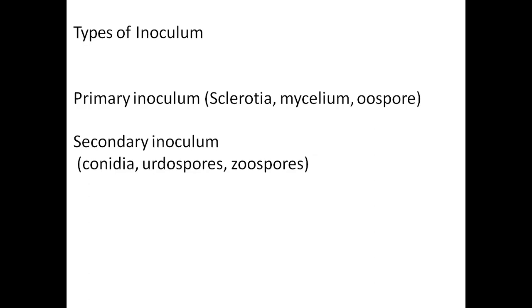Then coming to the secondary inoculum, where the conidia are produced in a large number and repeatedly, or maybe uredospores in case of the rust fungi, maybe zoospores in case of the fungal pathogens belonging to phycomycetes, where the zoospores are formed inside the sporangium. So all these are the secondary inoculum.